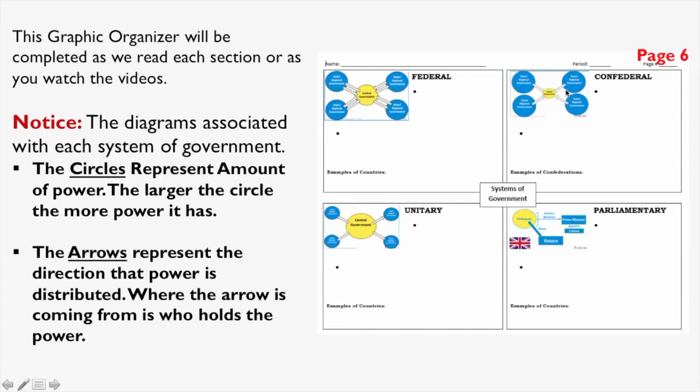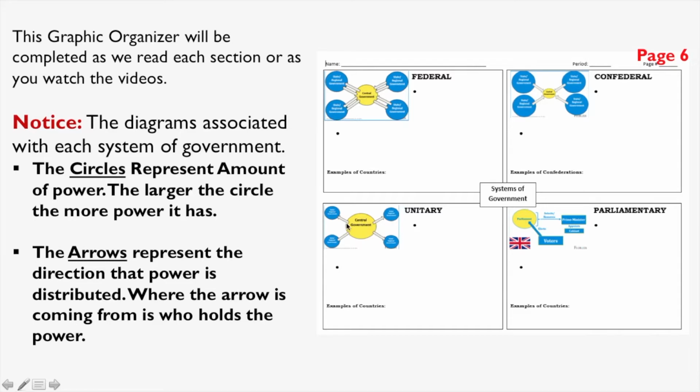And that's one way I remember about how if the states have the big circle, that means they have all the power, and that must be confederal because the states have all the power. And so I remember it by looking at the size of the circles, who has more power. And then if you watch the arrows, look at the direction that the arrows are pointing. The arrows represent the direction that the power is being distributed. Where the arrow is coming from is who holds that power.